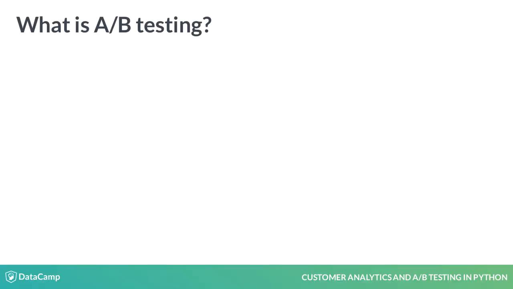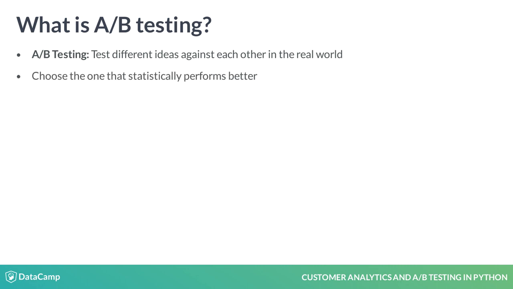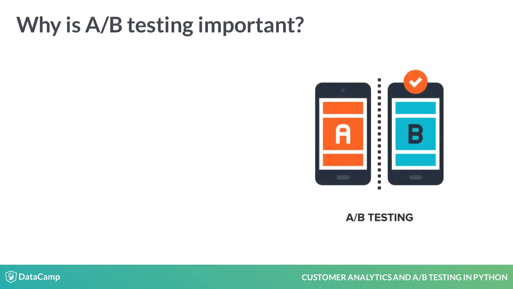The primary focus of this course is A/B testing. A/B testing is a tool that allows you to test two or more different ideas against each other in the real world and to see which one empirically performs better. Because you are running this test in the real world, there is no guessing. You get to know which idea is better under the conditions that matter most.